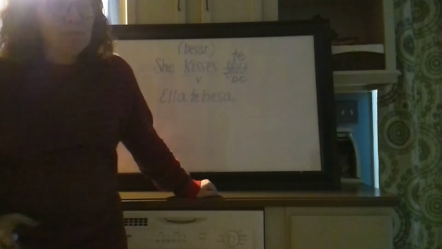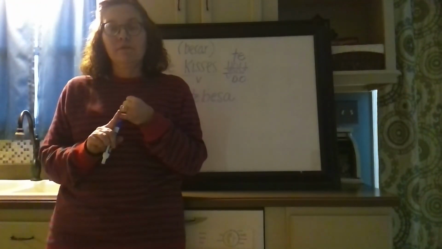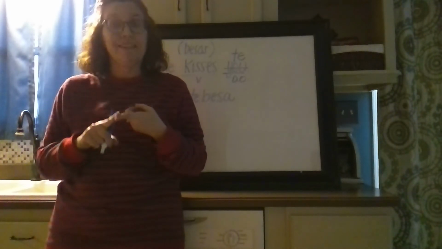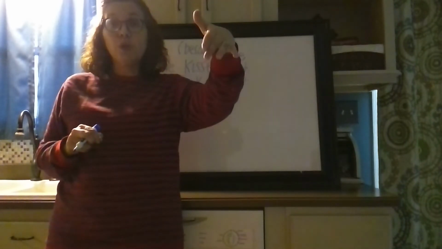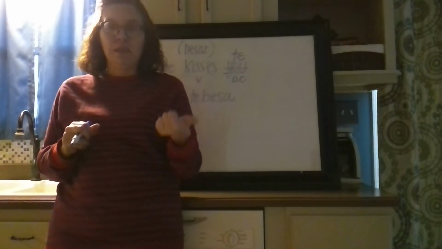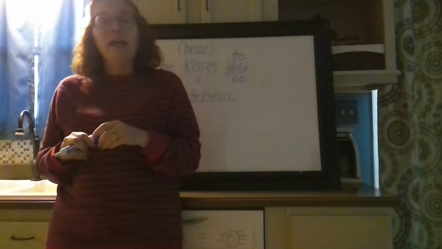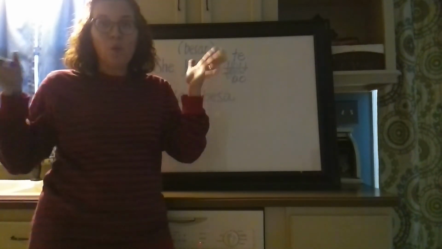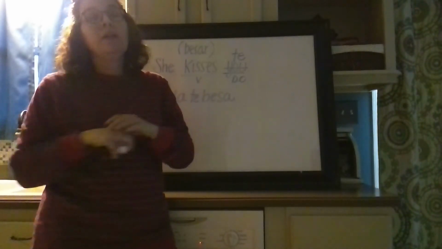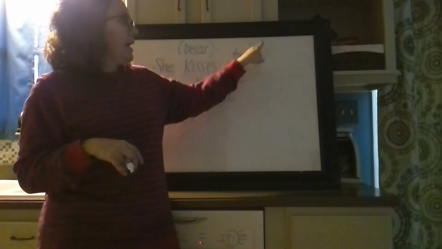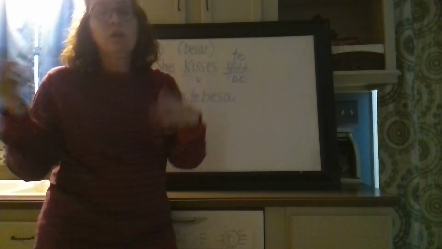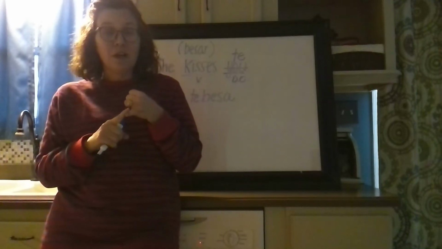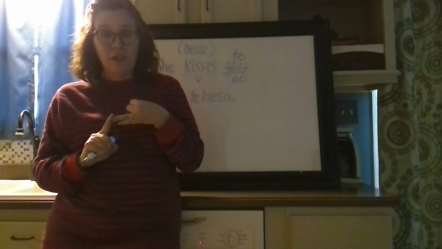Okay, recap. Reflexive object pronouns. Doing the verb to oneself. Me, te, se, nos, se. Indirect object pronouns. Doing the verb to someone else. Me, te, le, nos, les. Don't forget emphasis. And now direct object pronouns that answer the question, what? What receives the action of the verb? And our direct object pronouns, me, te, lo, la, nos, los, las. Rules of pronoun placement, before the conjugated, attached to the infinitive.